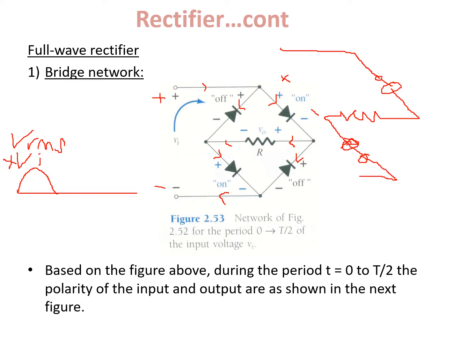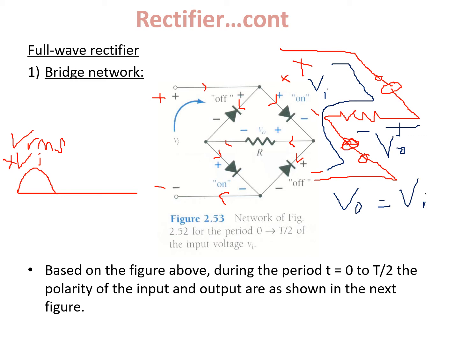You do not consider the 0.7 volt voltage drop of the diode. This is the ideal diode. So this is the flow of the current. This is the positive, negative, and this is your VI. Now this becomes your V naught. Sorry, this one is V naught. This one is VI. So V naught now is equal to VI, which is your output, positive VI.